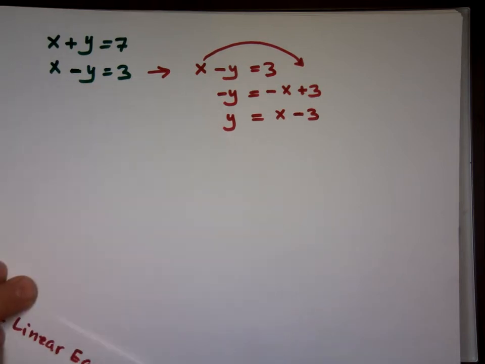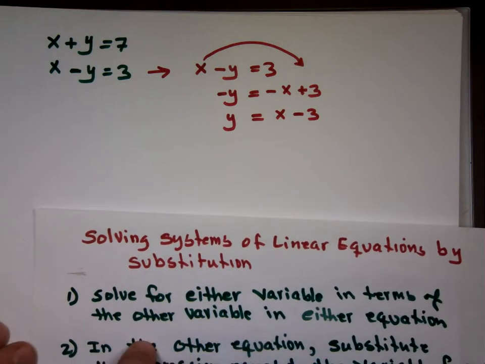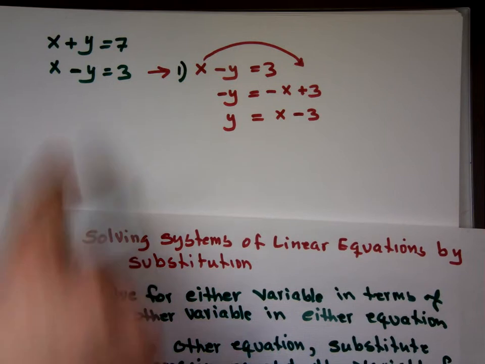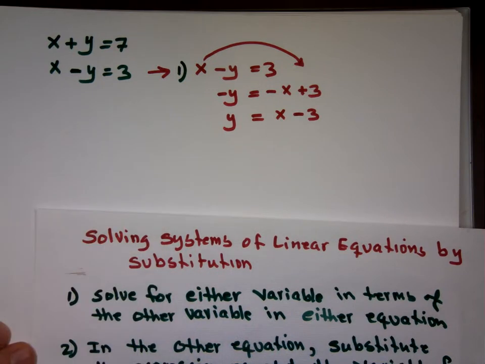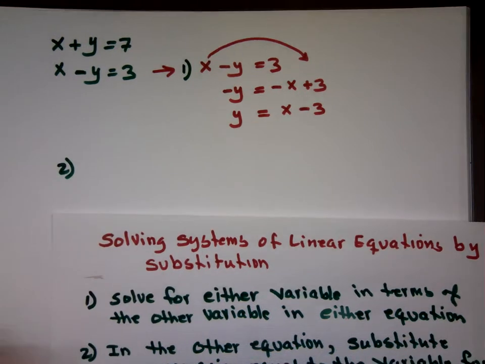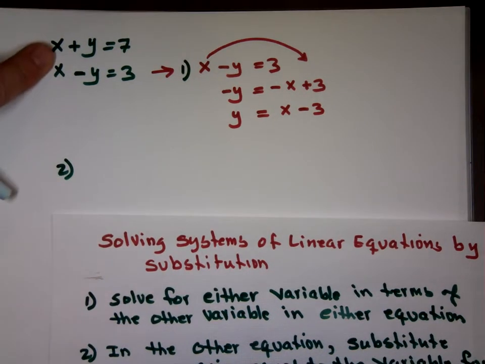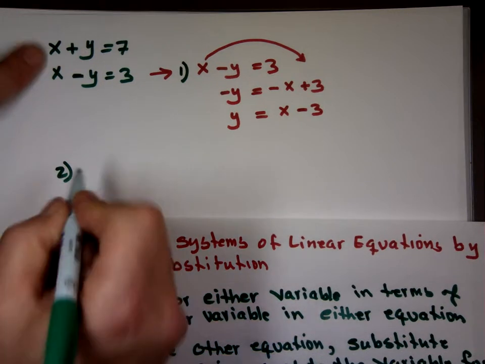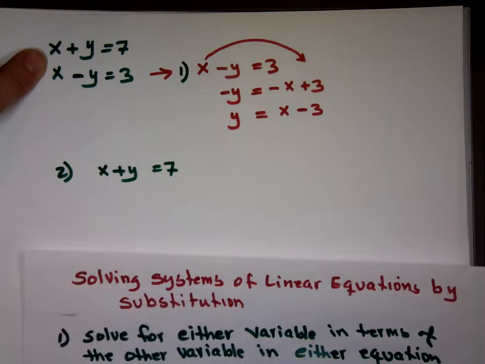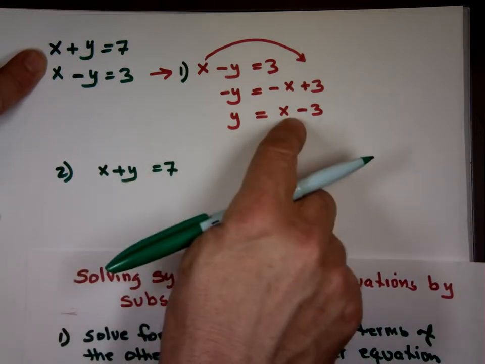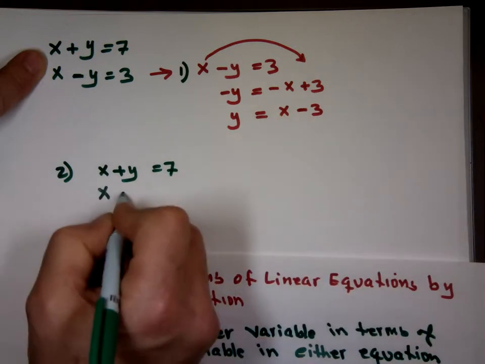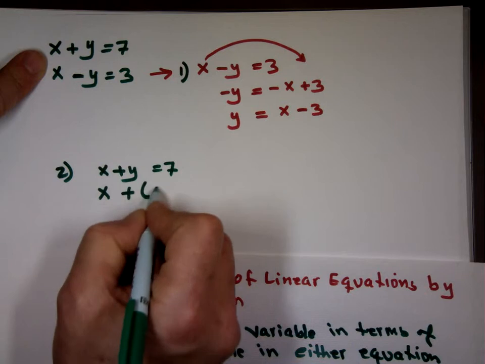That's step number 1. Step number 2: in the other equation. If I use this as step 1, what's my other equation? The top one. In the other equation, substitute the expression equal to the variable. So here's my equation, x plus y equals 7. I'm going to take y out and replace it with x minus 3. That's what y is equal to. In place of y, I'm going to put x minus 3.